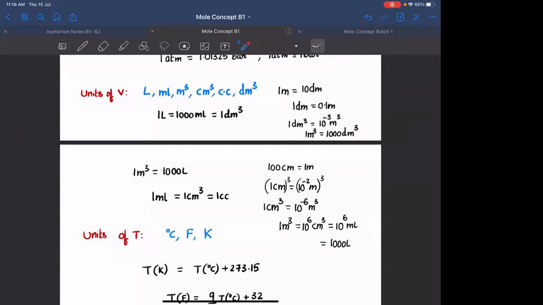Okay. For all these, you need to know the basic relations. 1 meter is 100 centimeters. 1 meter is 10 decimeters. Okay. Agreed?